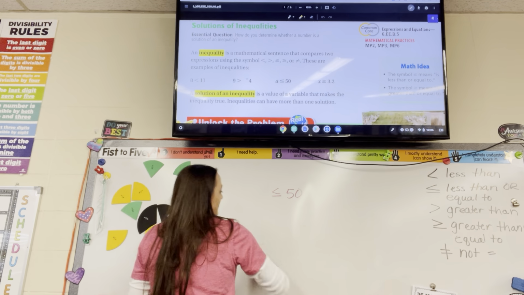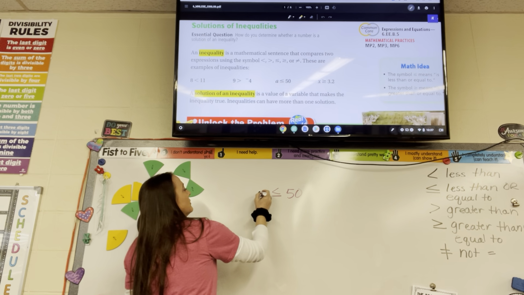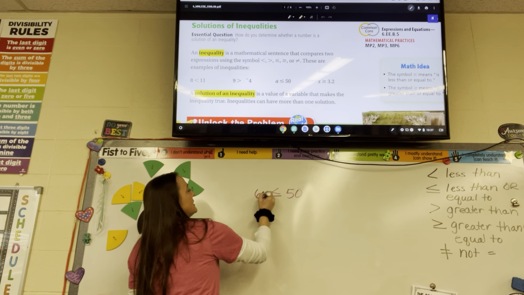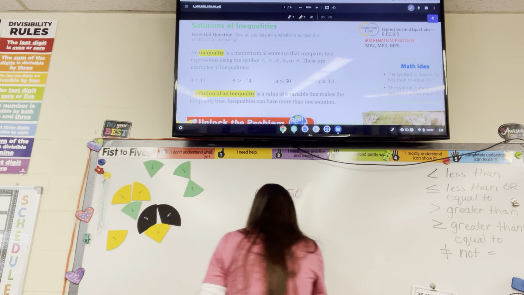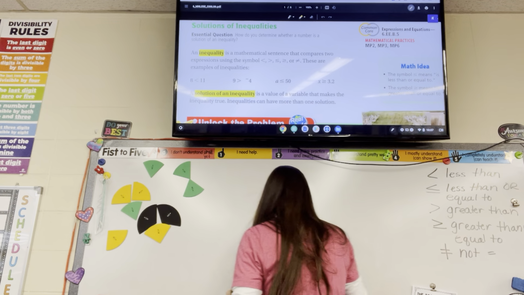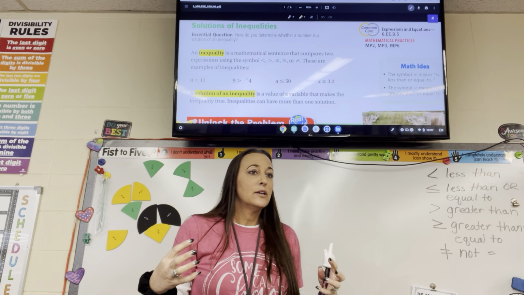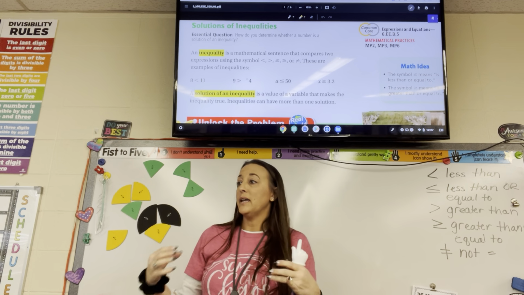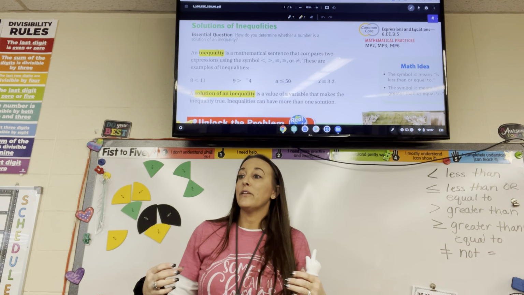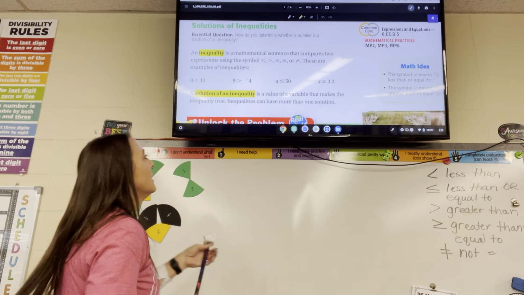That would be a solution, or less than or equal to. But like 60 would not be a solution. You with me? Basically what we're doing today is we're taking inequalities with variables in them, and we're plugging in numbers for the variable and seeing whether it makes it a true statement or not.